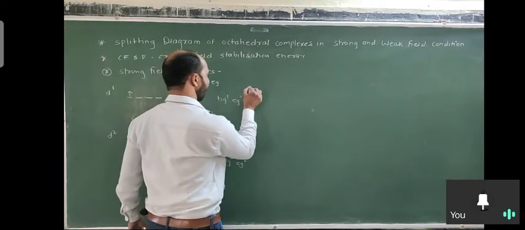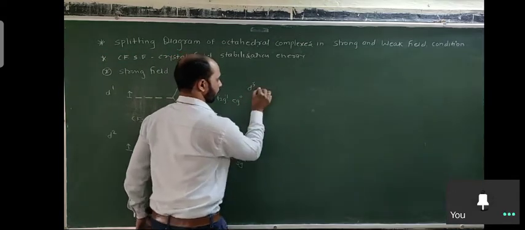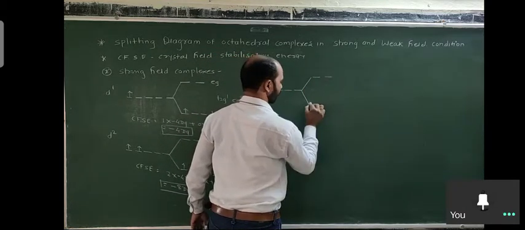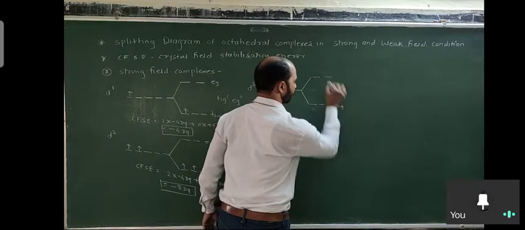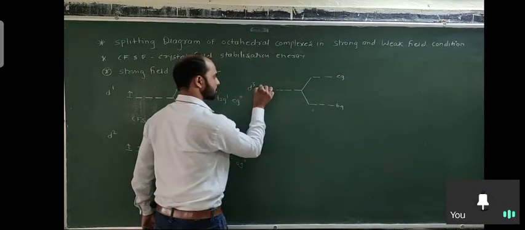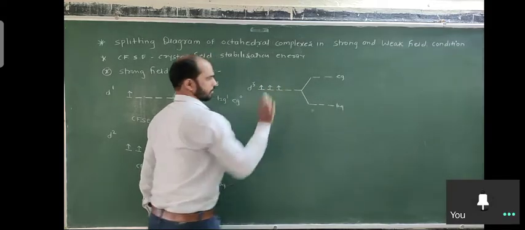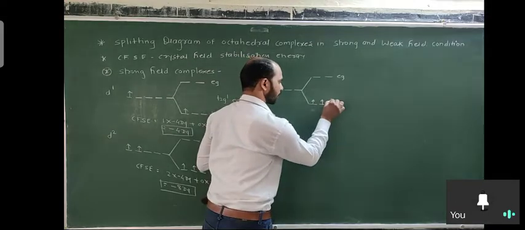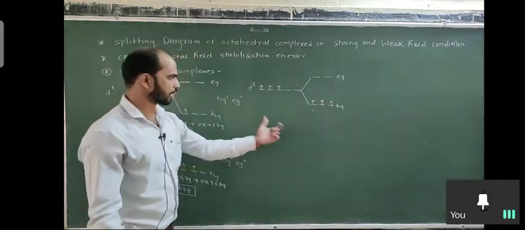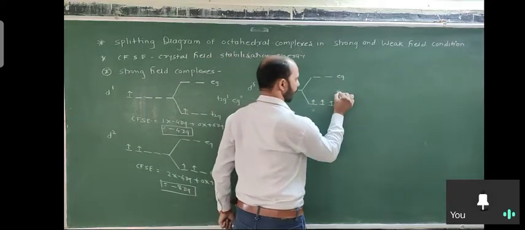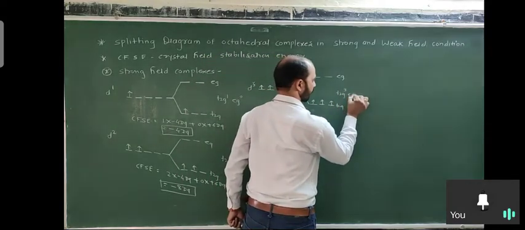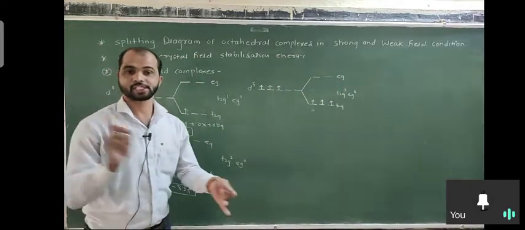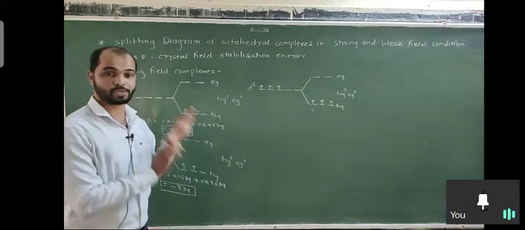For d3, 1, 2, 3, 4, 5, then split into two states: 1, 2, 3 in t2g and 1, 2 in eg. How many electrons? 3 electrons. The first electron enters here, the second also here, the third is also here. What is the electronic configuration? Here t2g has 3, eg again has 0. We cover all the points, electronic configuration, splitting as well as CFSE, in one topic.